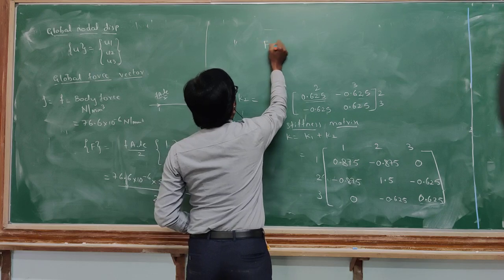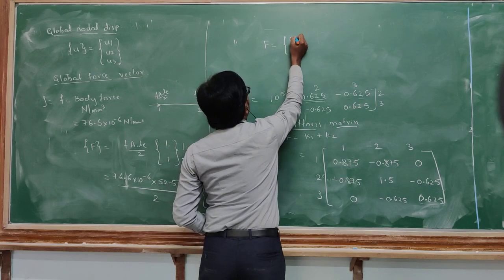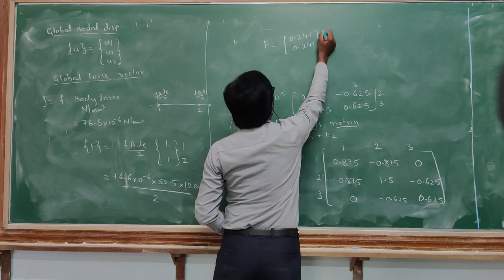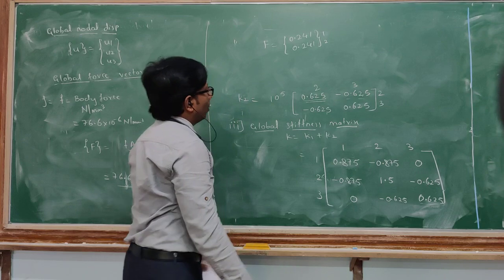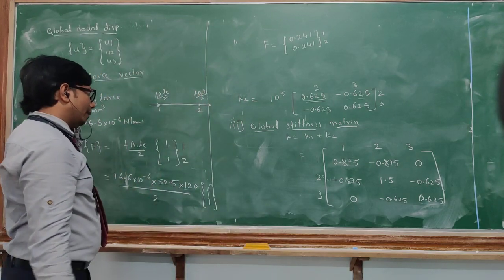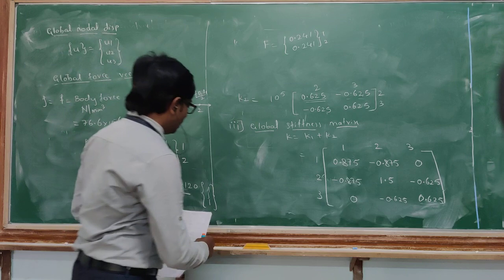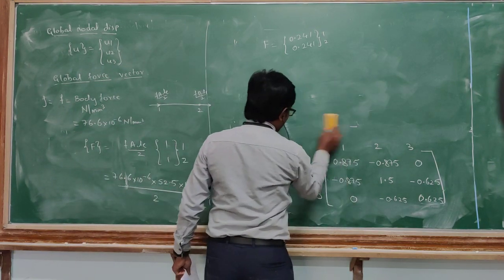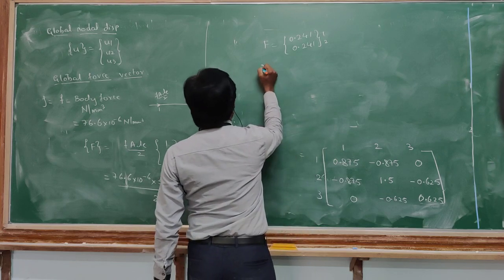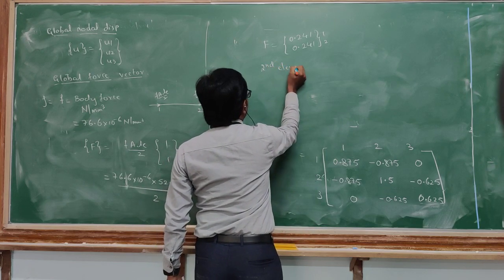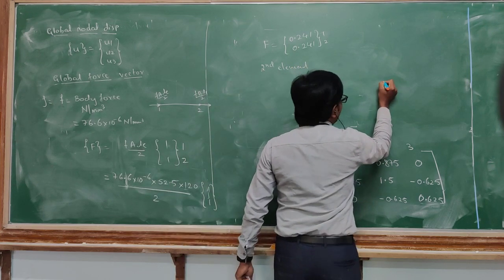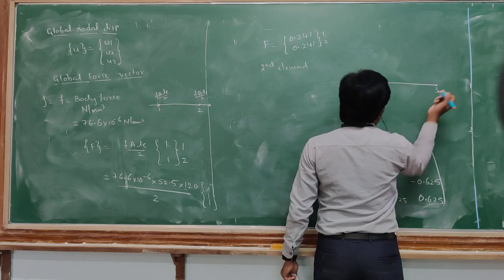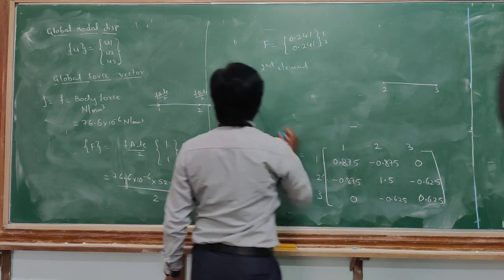So F will be 0.241, and the nodes which are related are 1 and 2. Now you have calculated for the first element. Similarly, you have to calculate it for the second element. If I am talking about the second element, this is the element, and the nodes are 2 and 3. The same thing you have to calculate here.